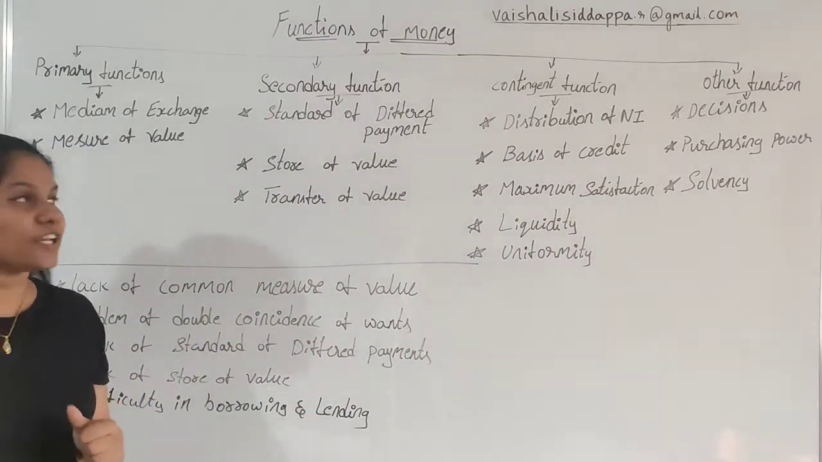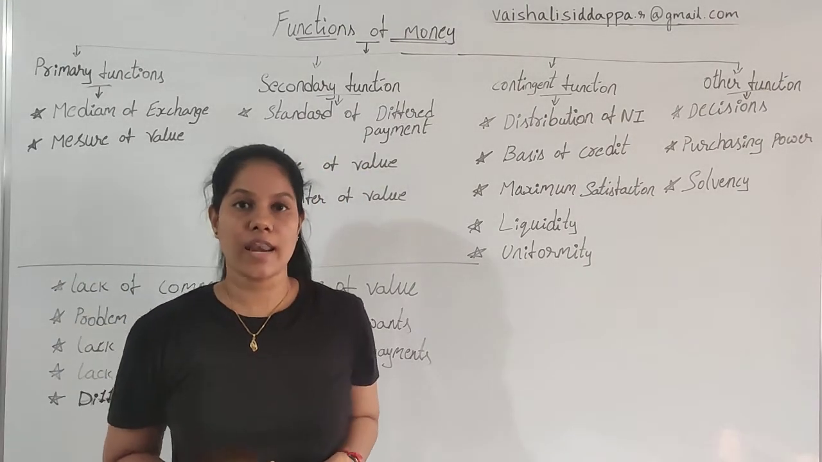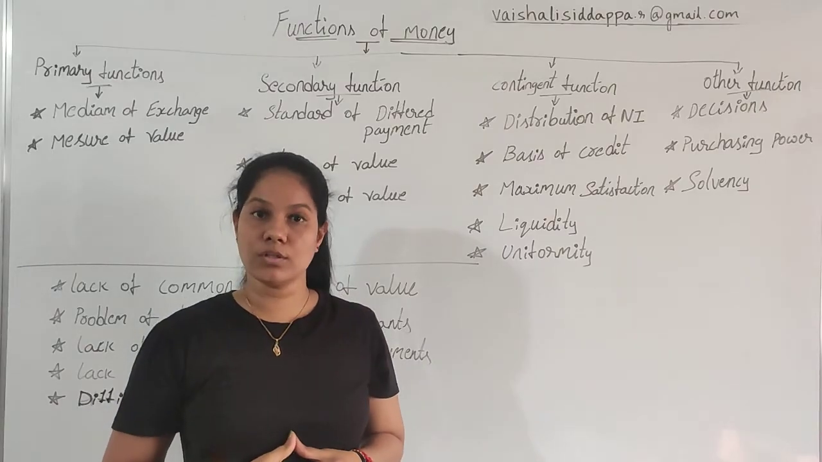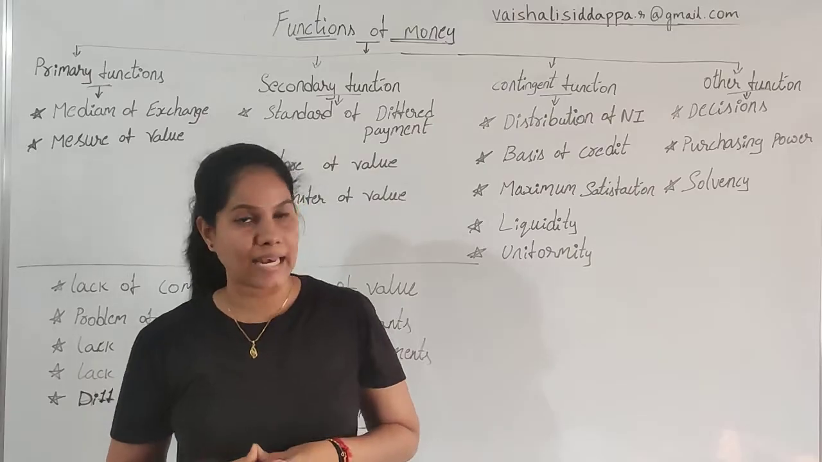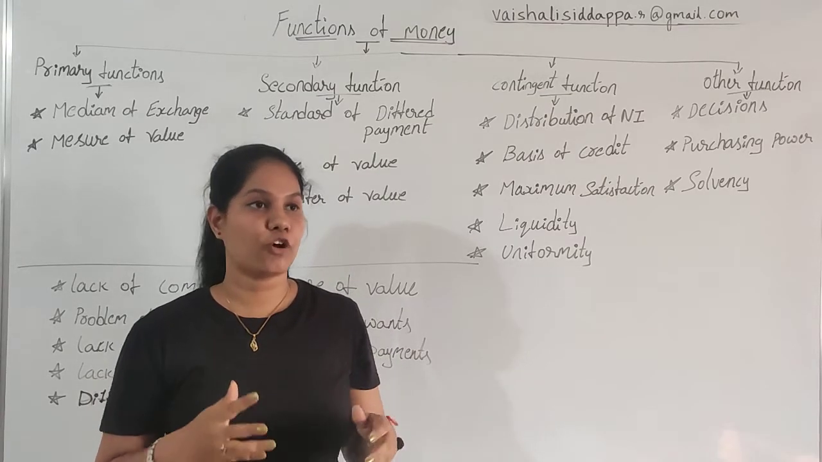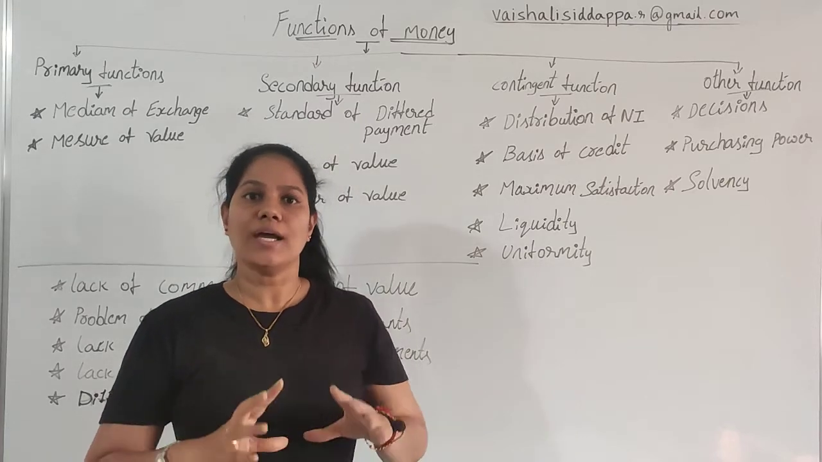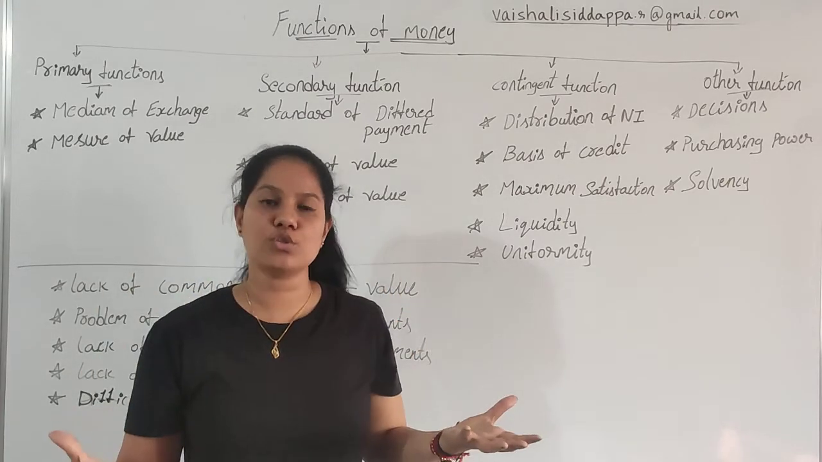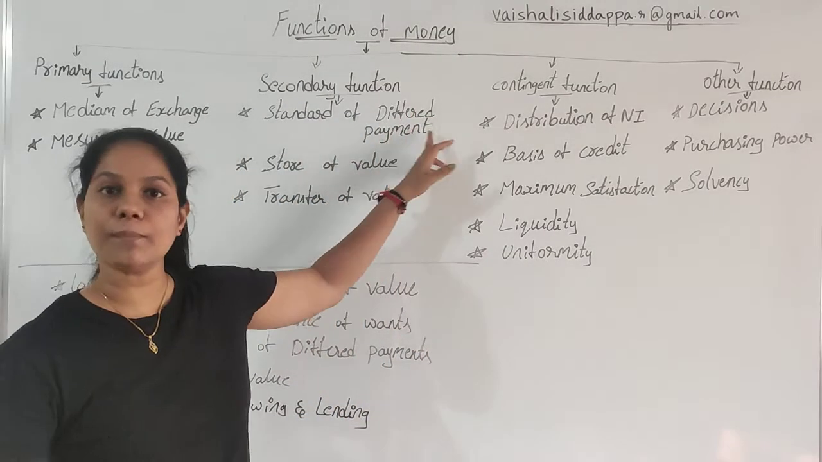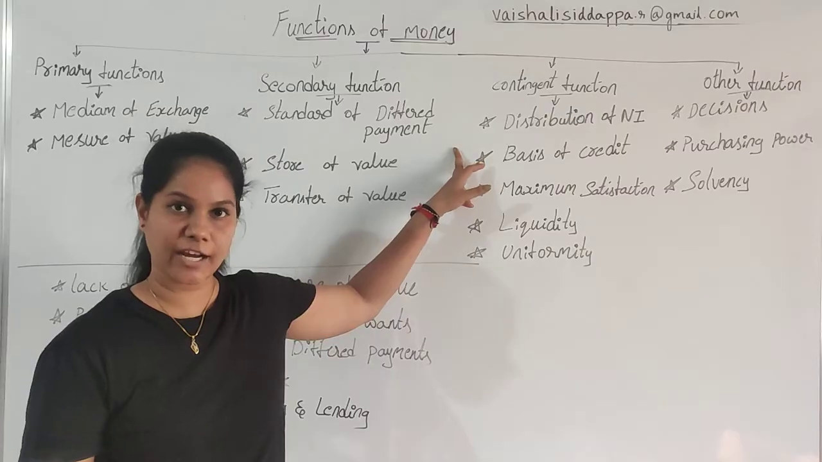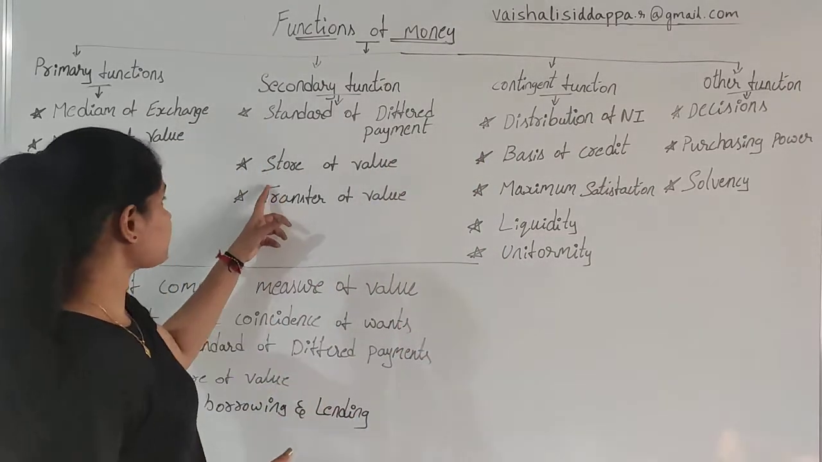When it comes to secondary functions, the first one is standard of deferred payments. Now, money can be used for paying rent. You can use that to pay salary. If you want to buy any medicine, you can use that. So, the same money can be used for so many purposes. That's called standard of deferred payments: for the salary, for the rent, so many other purposes you can fulfill with the same money.